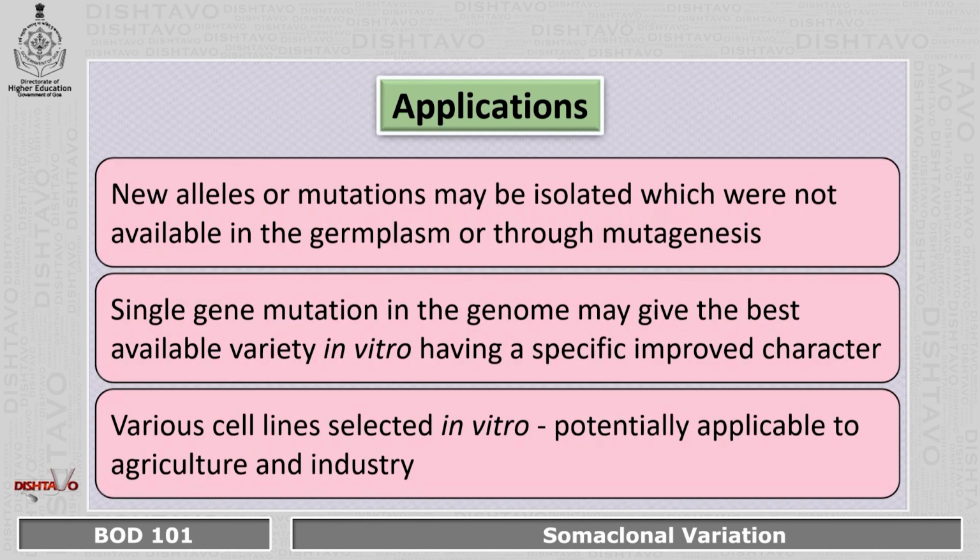The applications of somaclonal variation are: new alleles or mutations may be isolated, which were not available in the germplasm or through mutagenesis. Single gene mutation in the genome may give the best available variety in vitro, having a specific improved character. Various cell lines selected in vitro are potentially applicable to agriculture and industry.